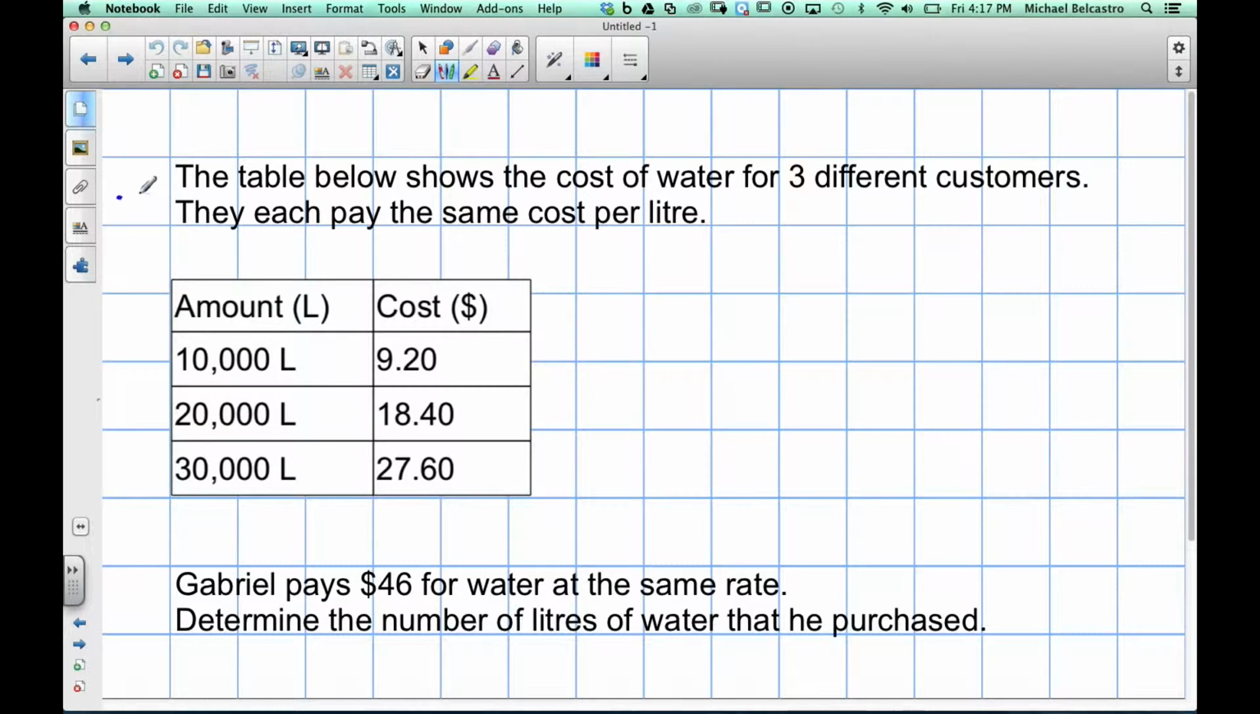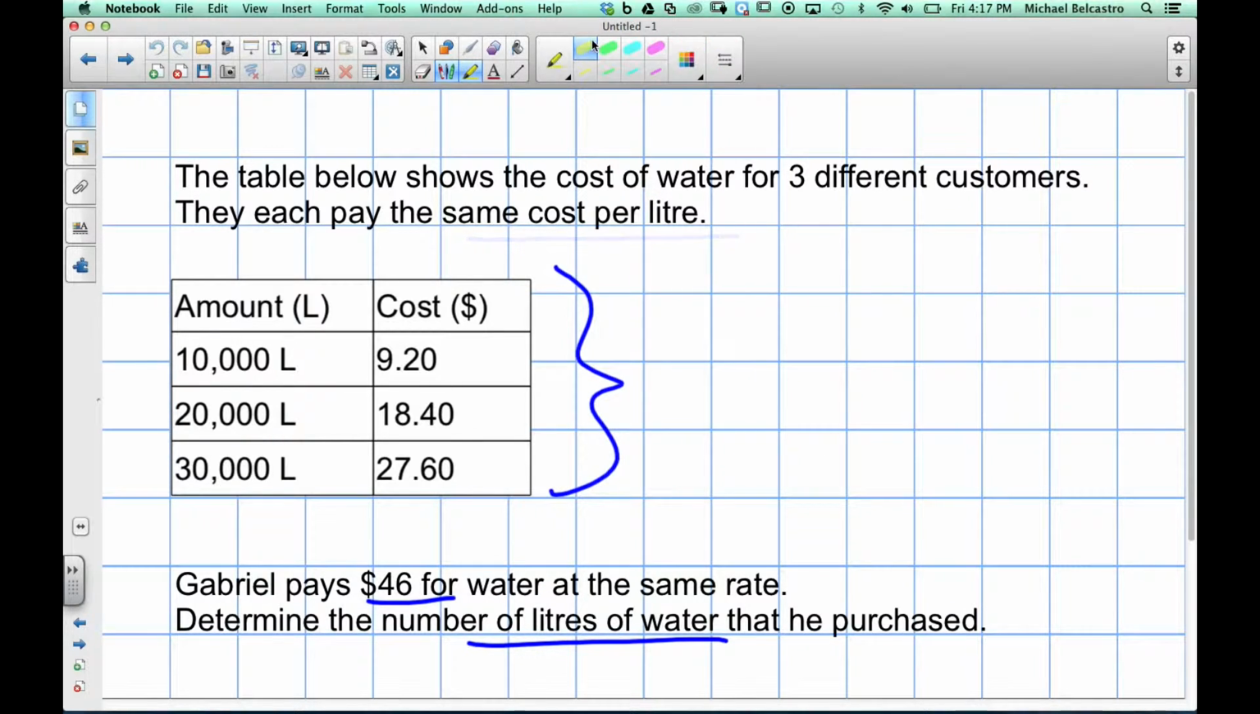We're going to read through it once, then look at what's important, and the second time through we'll highlight. So the table below shows the cost of water for 3 different customers. They each pay the same cost per liter. So here's our table. Gabriel pays $46 for water at the same rate. Determine the number of liters of water that he purchased.